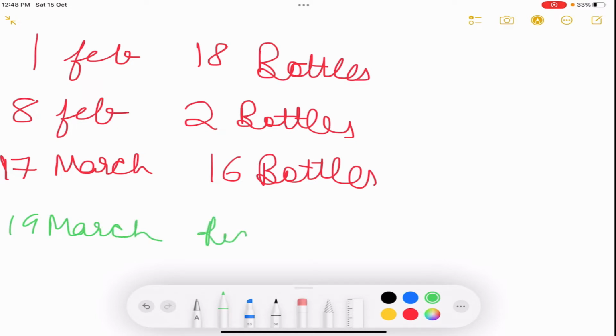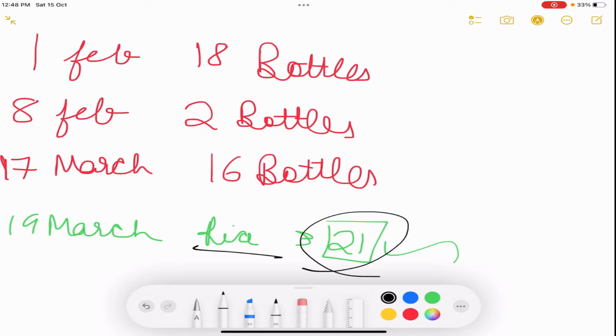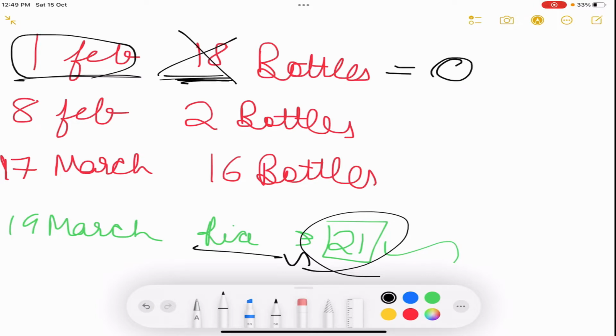Let's take Ria again. Ria wants to buy 21 bottles. So what will I do here? Again, going to the first in, first out. What comes first, that goes away first. So since she needs 21 bottles, I go to my first purchase ever, which is 1st Feb, and 18 are there. Even though she wants 21, only 18 are with me. So I subtract the entire 18 and my inventory of 1st Feb becomes 0.